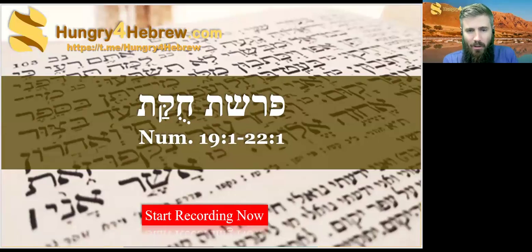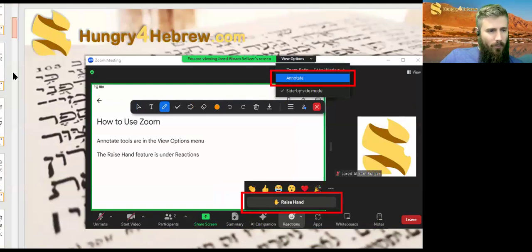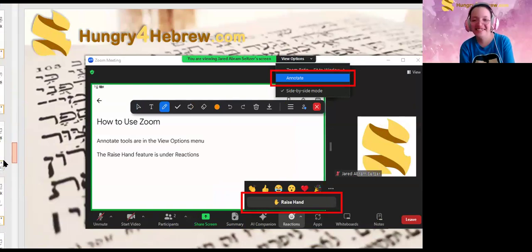We're studying Parashat Chukat from Numbers 19. If you need to raise your hand or draw on the screen, this is how you do it. I hope I have some willing readers today. I'm going to jump forward in the reading to the good stuff, the beginning of chapter 20, I think. It's all good stuff, right?